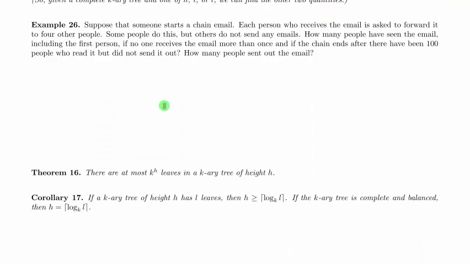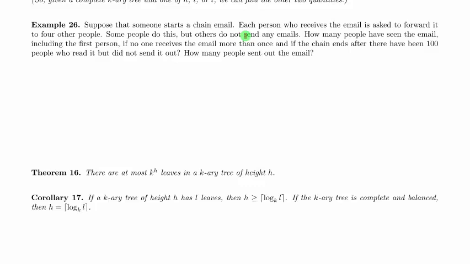Let's look at an example. Suppose someone starts a chain email. Each person who receives it is asked to forward it to 4 other people. Some people do that, but some people don't send any of the emails. We're assuming that if they pass it on, that they're going to follow the instructions and send it to exactly 4, not more or less, but not everyone passes it on.